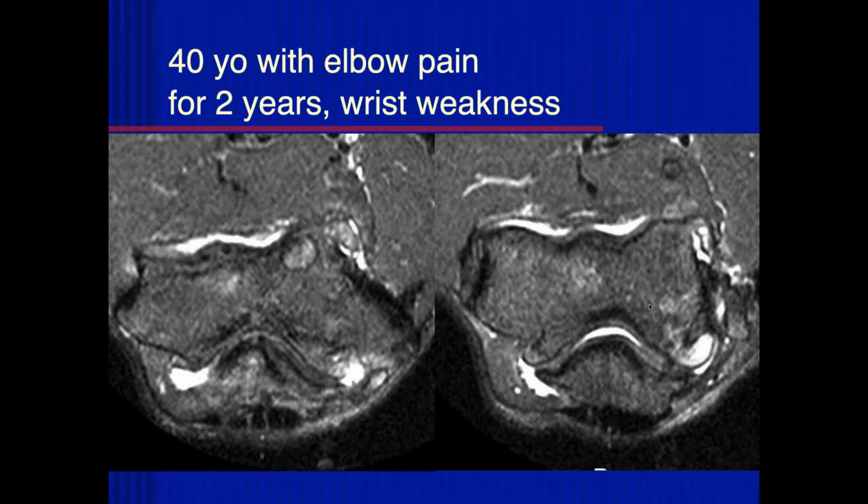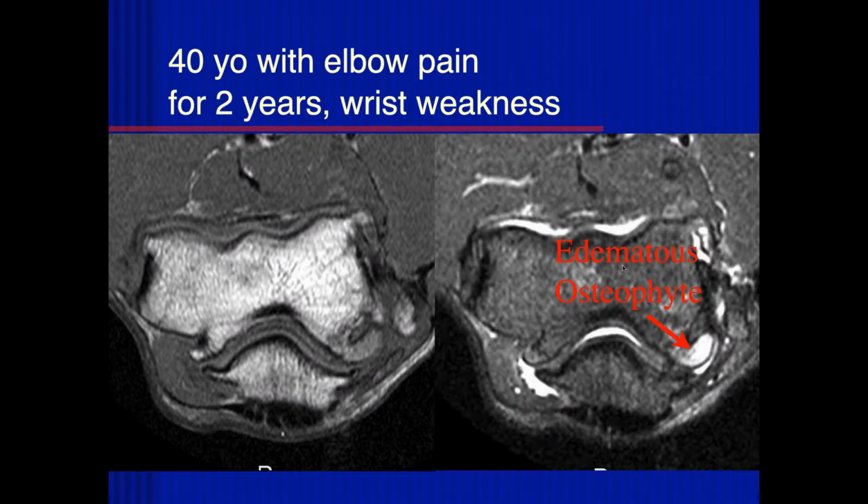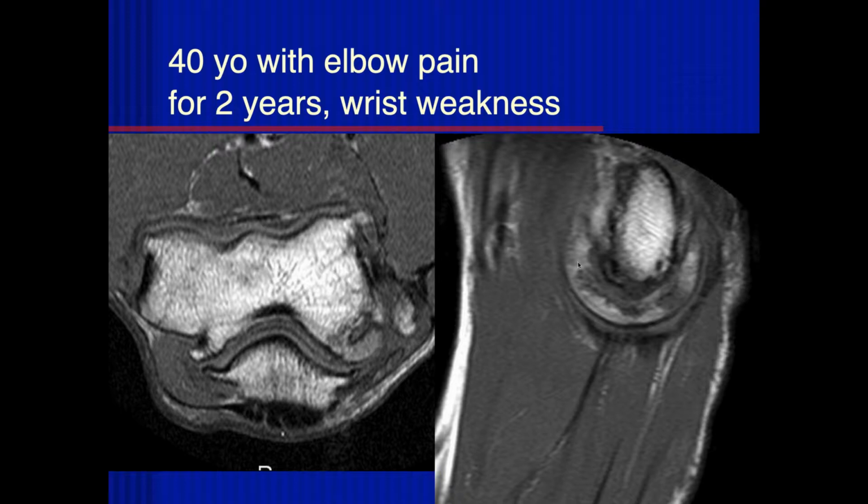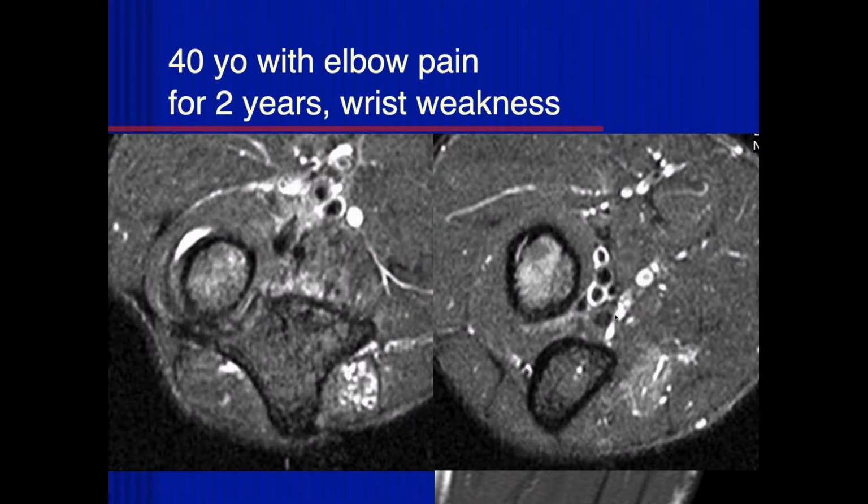Here, 40 years old with elbow pain for 2 years and wrist weakness. I don't see the ulnar nerve very well. It may be increased signal and slightly laterally subluxed. There's some edema, and I see a large osteophyte, probably causing some friction injury, and definitely some degenerative disease. So prominent osteophytes near the ulnar nerve. The distal images.